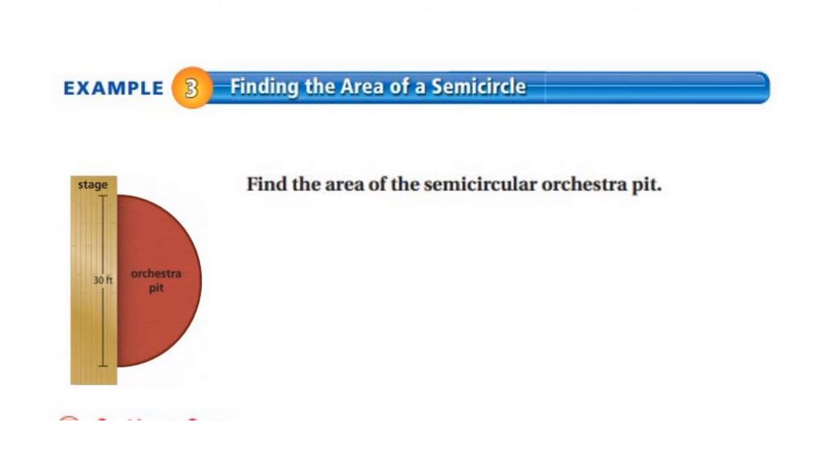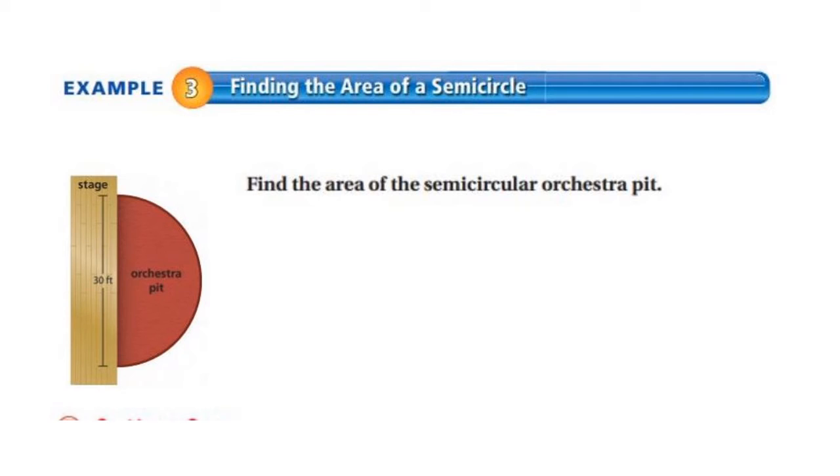Okay, for this last example, we are trying to find the area of the orchestra pit. If you play in orchestra or band, you know that on some of the stages you've played in, there is an orchestra pit. It's a semicircular area just in front of the stage where they put the orchestra or the band. When you get up to high school, all of your high schools will have this.